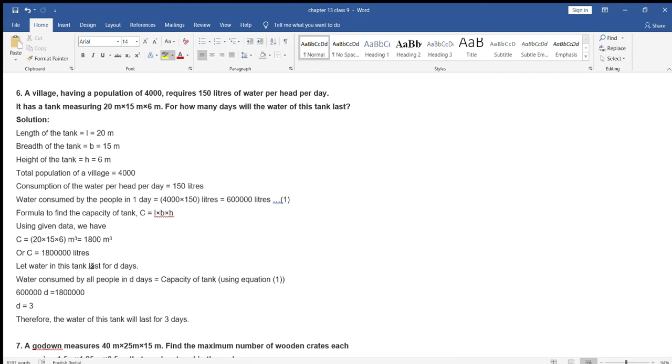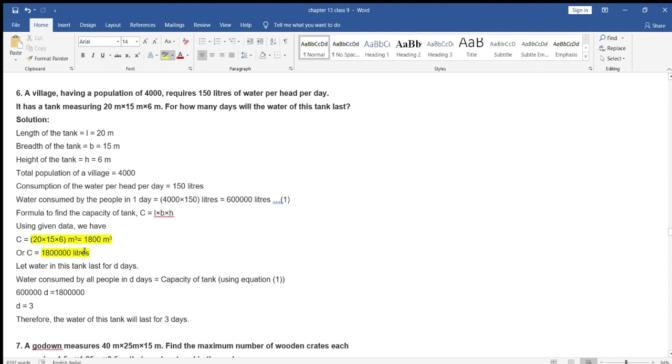So first of all, we will find the volume of the tank. What is the volume of the tank? Just see here, by using the formula L into B into H. Then we have calculated its capacity, because we want to find out the quantity of water in liters. So we have found this.